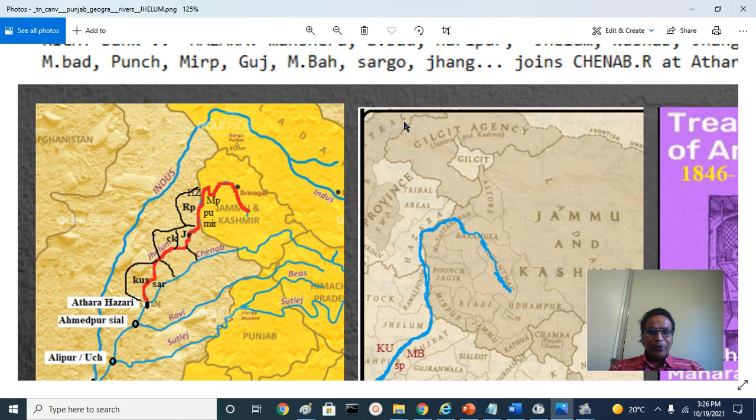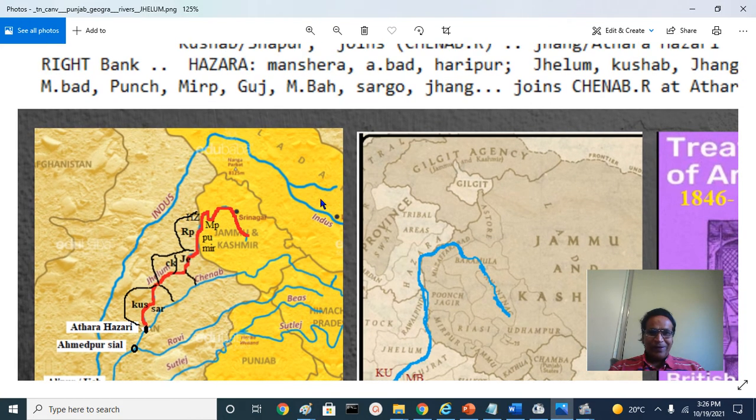If you remember River Jhelum, one thing you have to remember is that River Jhelum starts with the letter J. There is a historic district called Jhang district, and at the southern part of Jhang district, the River Jhelum joins River Chenab. But the actual place where it joins is called Atara Hazari. Sometimes it is also called Ataran Hazari in some maps. That's a place also called Sarai Sidhu.